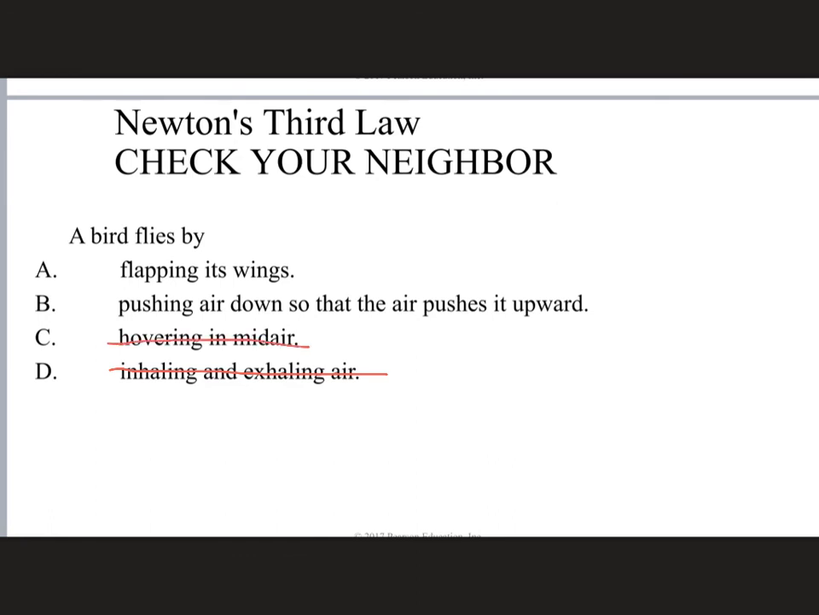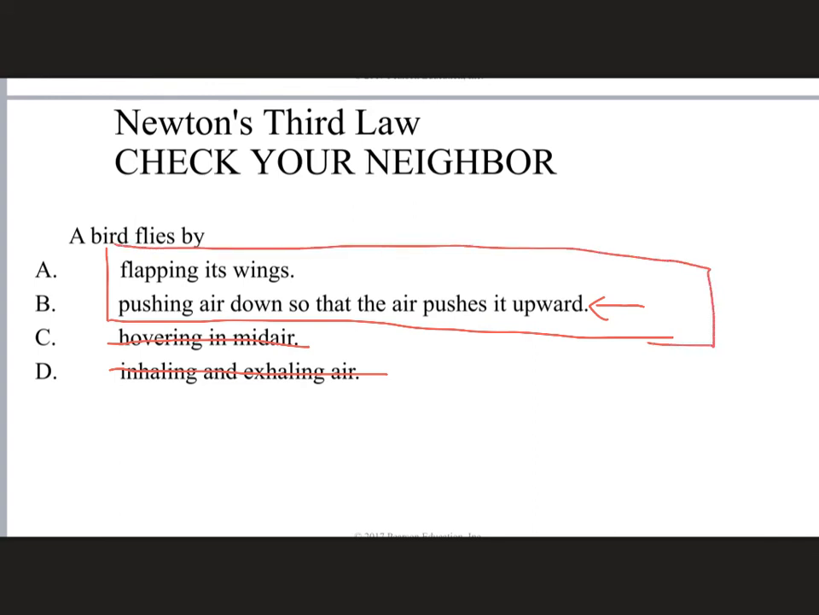So we're left with a bird flies by flapping its wings or pushing air down so that the air pushes it upward. What's the right answer? Again, your book would tell you that it's this one, but I would argue maybe both, because the flapping of the wings is what pushes the air down. And so here's your bird, and the bird has its wings on each side, and the wings are flapping. And so as the wing flaps, it pushes the air down. So the air gets pushed down.